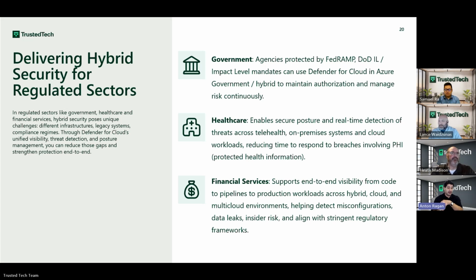We'll also see healthcare. So in healthcare, Defender will enable secure posture management and rapid threat detection, especially across telehealth and on-prem and cloud systems to protect patient data, right? It's crucial for HIPAA compliance to make sure that patient data is protected. And then lastly, obviously, we'll have financial services. So in financial services, Defender will provide visibility to help detect misconfigurations and mitigate insider risk, which is a big concern in the financial services industry. So also crucial for aligning with strict regulatory compliance.